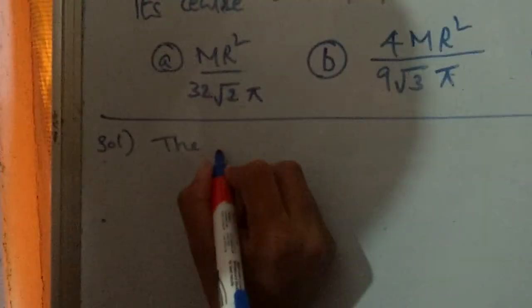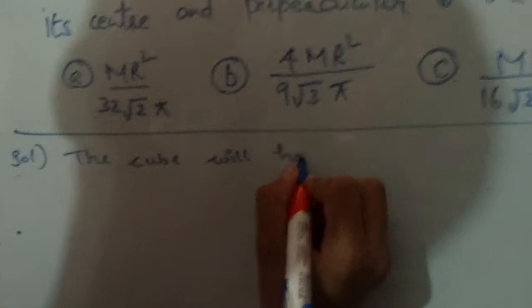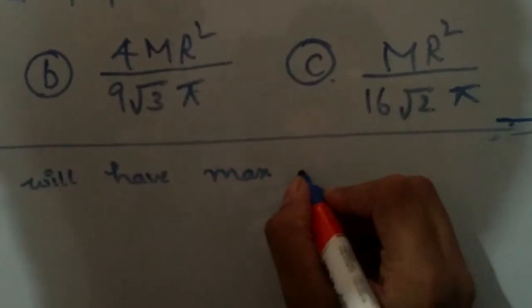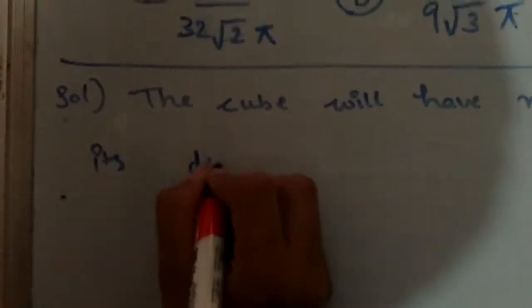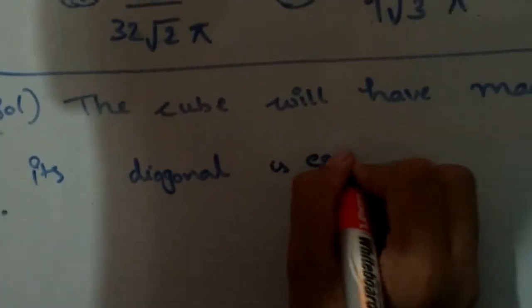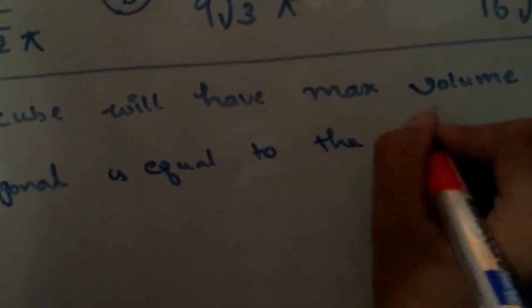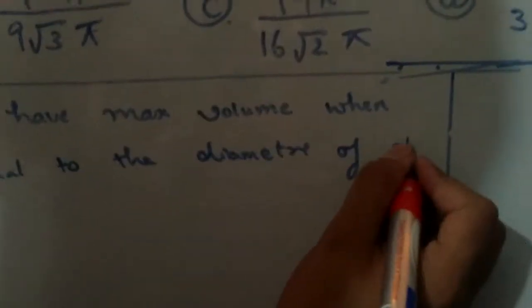So the cube will have maximum volume when its diagonal is equal to the diameter of the sphere.